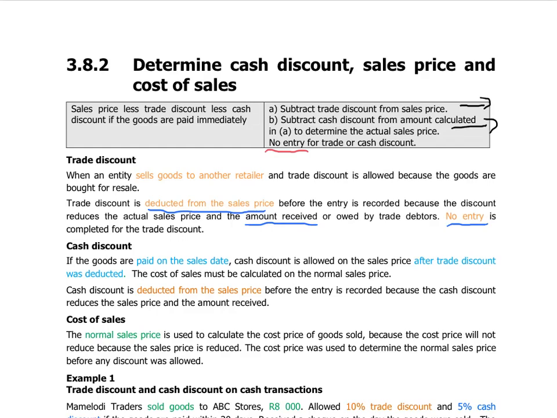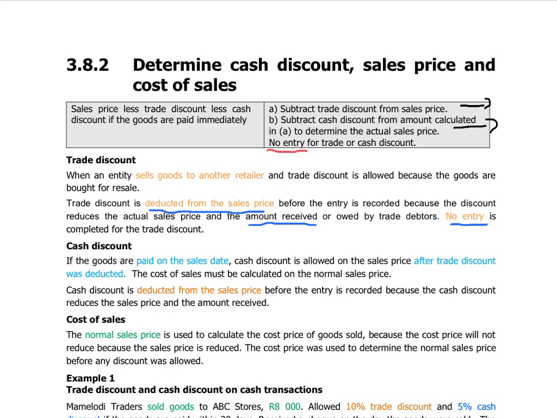So trade discount is deducted from the sales price to determine the actual sales price that will be received as income and the amount that will be deposited in the bank or the amount that the debtors owe you. No entry is recorded for trade discount.